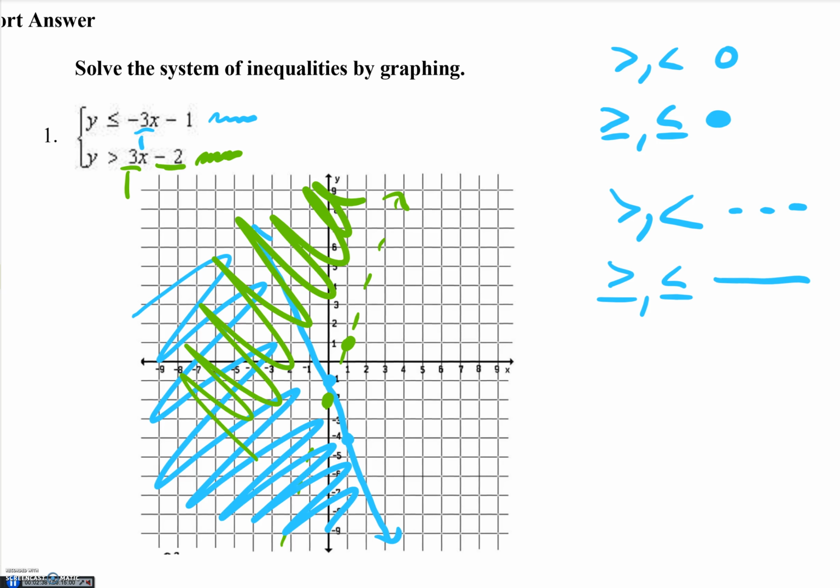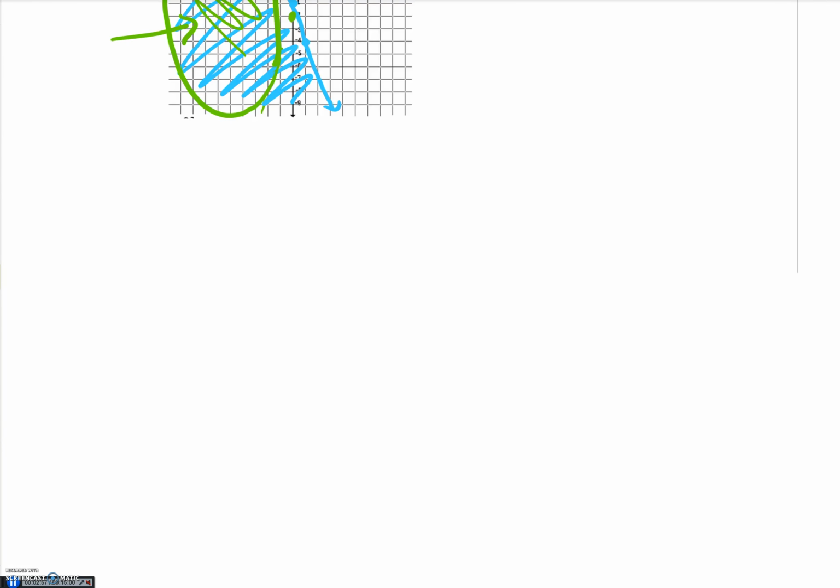So my solution space is where they're both shaded. So my solution space for this one is right there. I don't care when you're doing these problems for your test or your quiz if you circle it or draw an arrow, just distinguish that region for me. All right, next question.